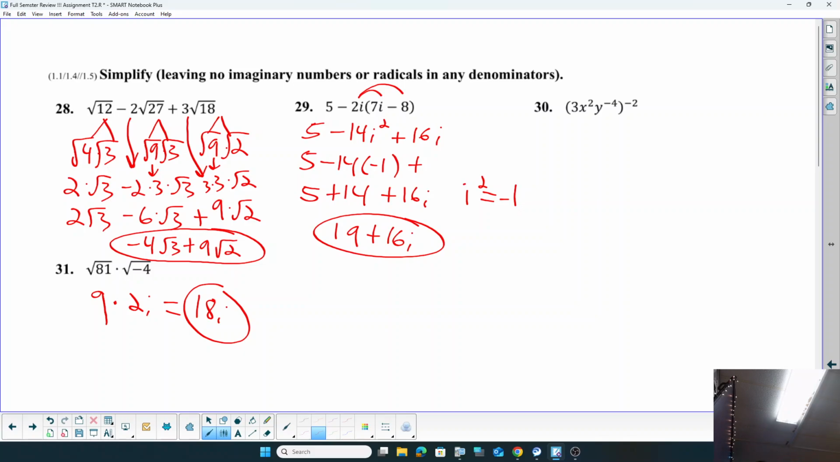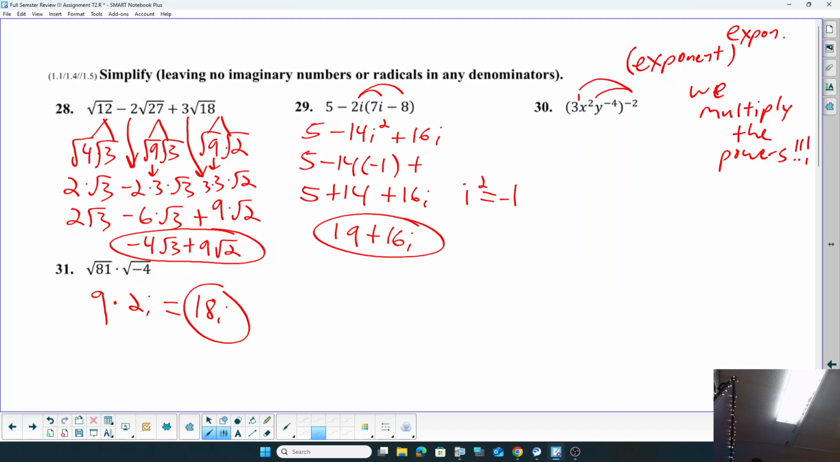But what about this guy? Well, exponent to an exponent, multiply the powers. Exponent to an exponent, we multiply the powers. So negative 2 times 1, negative 2 times 2, negative 2 times negative 4.